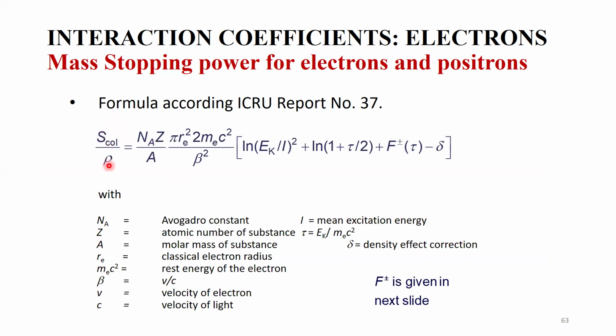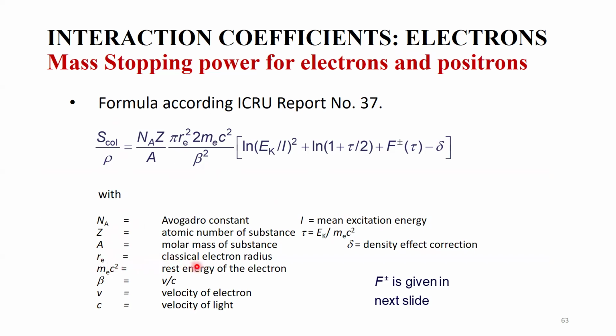So S over rho, which is the mass stopping power, depends on multiple parameters. It depends on NA, Avogadro's constant, Avogadro's number. It depends also on the atomic number of the material, Z. It depends strongly on Z. It depends on A, the molar mass of the substance.